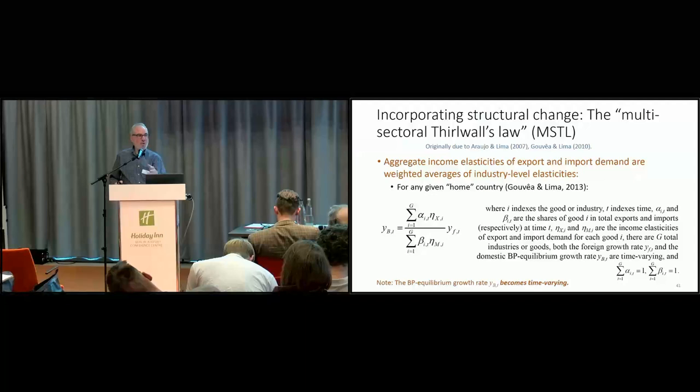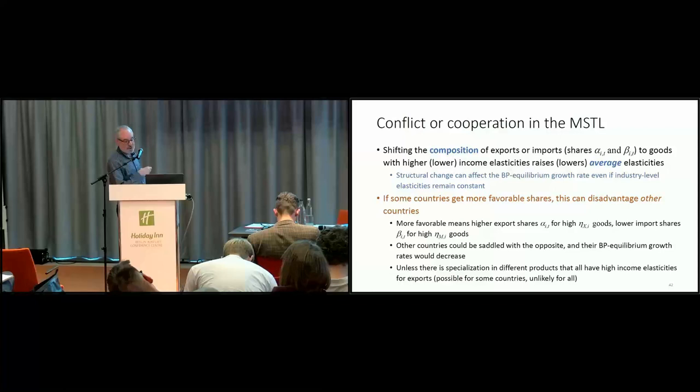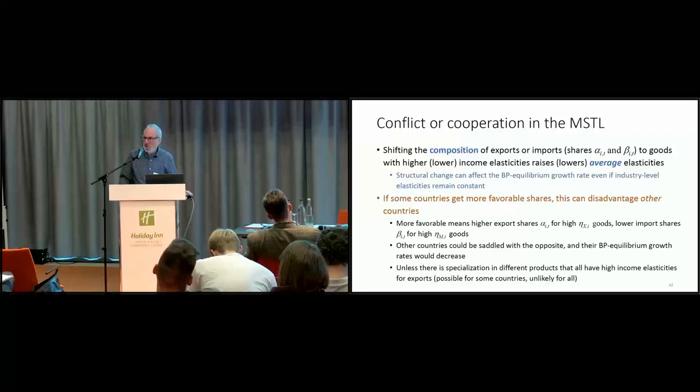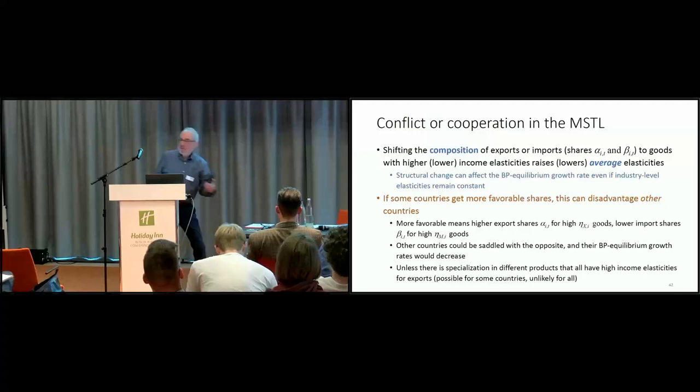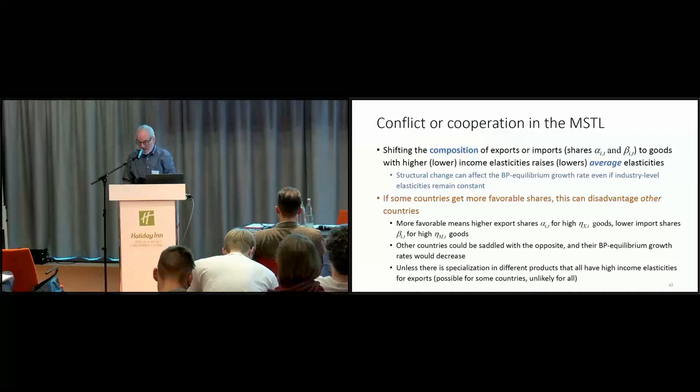So if, for example, you can have a bigger share of your exports devoted to products with a higher income elasticity, you would raise your balance of payments constrained growth rate. Also, notice that the equilibrium growth rate here becomes time varying. This relates directly to conflict and cooperation because some goods are more favorable than others for exports. For example, things like textiles and apparel are very nice things to export, but they don't have very high income elasticities, whereas something like advanced information technology, cell phones, and aerospace products have high income elasticities.